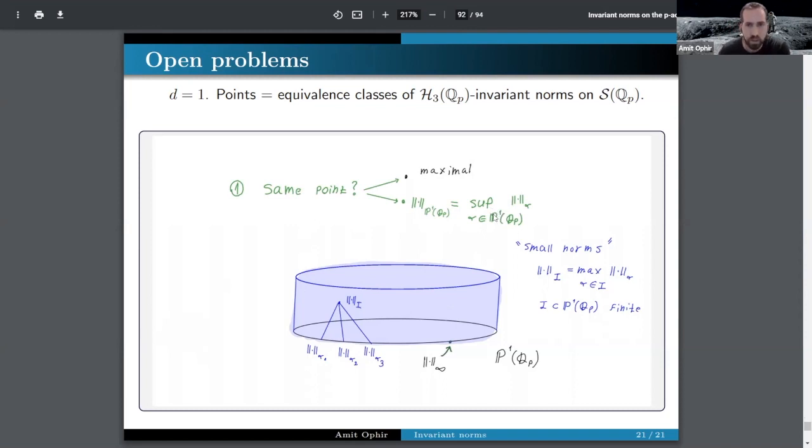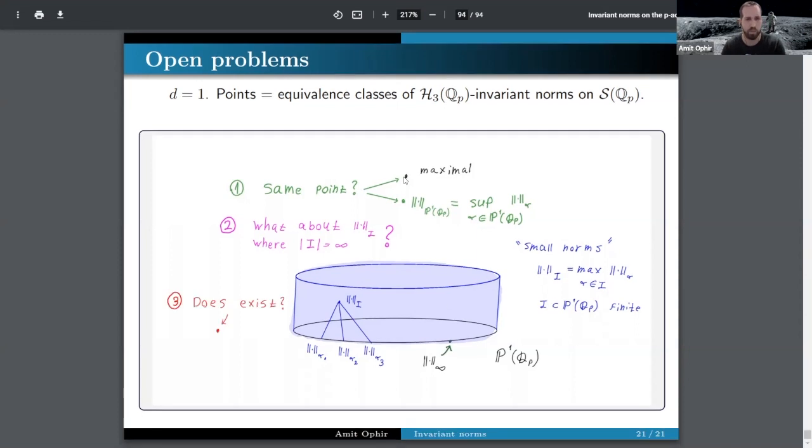And so taking the supremum of all of them gives you a new invariant norm, which is larger than all these small norms. And now the question is: does this new norm belong to the maximal equivalence class, or is it some new point in this picture here? In any case, we would also like to ask what happens more generally, taking the supremum over an infinite subset of the projective line, maybe not all of it. Again, this norm that we get is some invariant norm larger than all these small norms. Is it a new point or something that belongs to the maximal equivalence class?